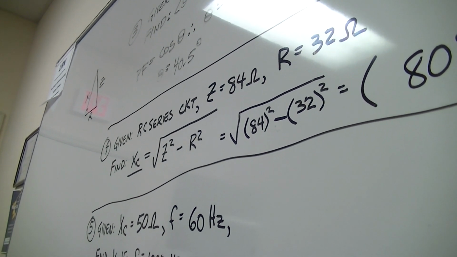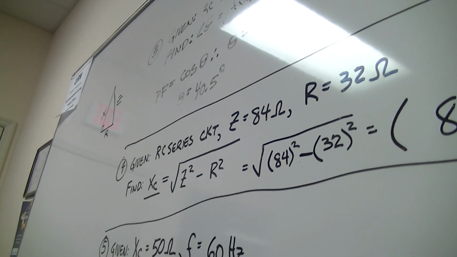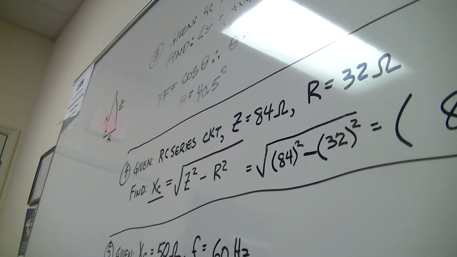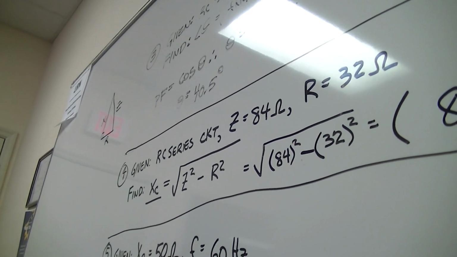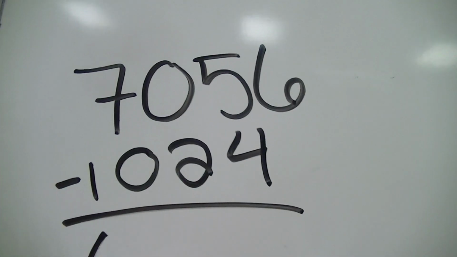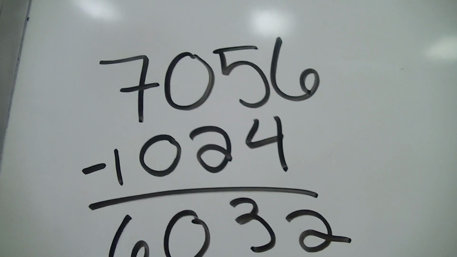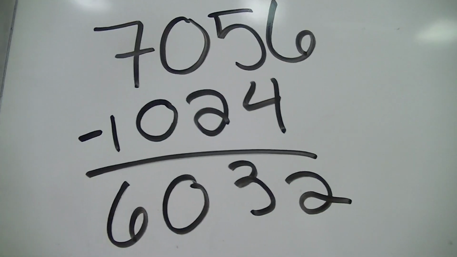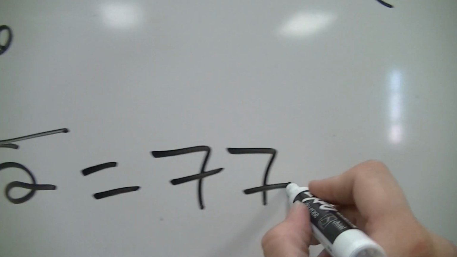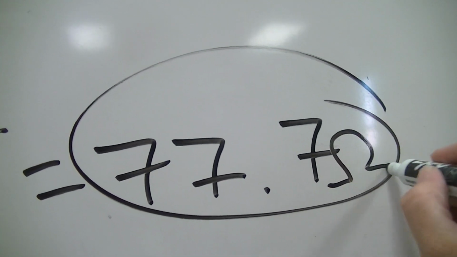7056. And 32 times 32. 32 squared is 1024. The combination is 6032. And when we take the square root of that, it comes out to be 77.7 ohms. Okay, there you go.